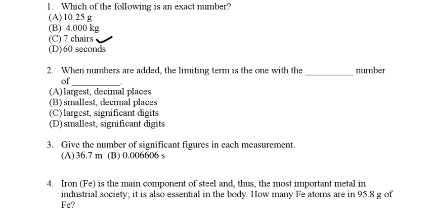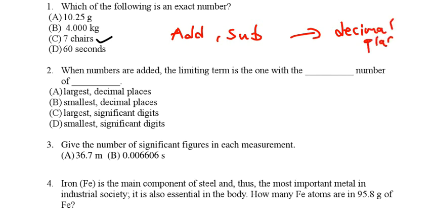We have question 2, when numbers are added, the limiting term is the one with dash number of. So what you need to understand for question 2 is addition and subtraction deals with decimal places. They are the ones that apply. So you always follow the one which is having the smallest or the least. So least or smallest mean the same, right? So smallest number of decimal places.